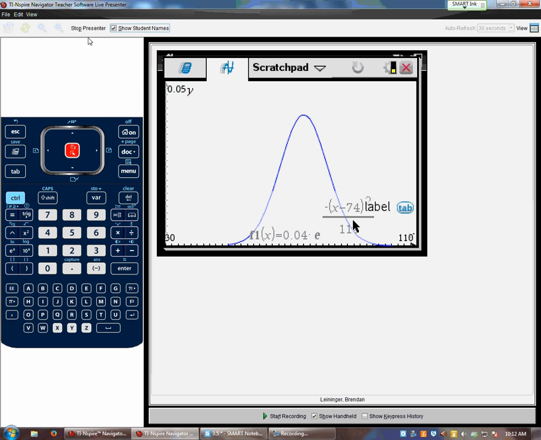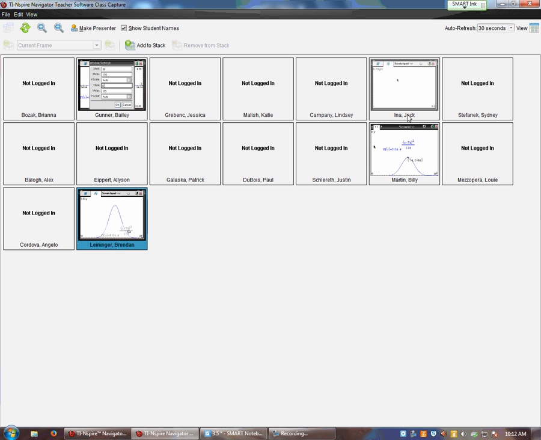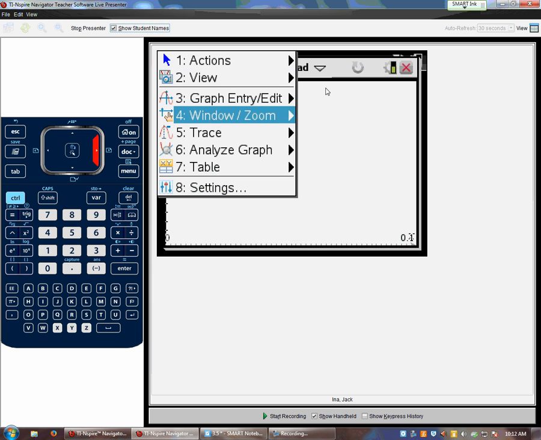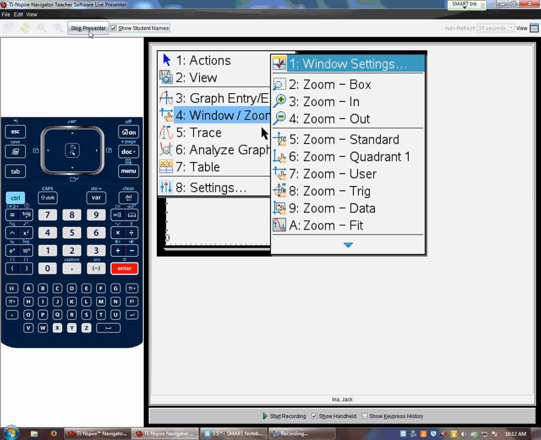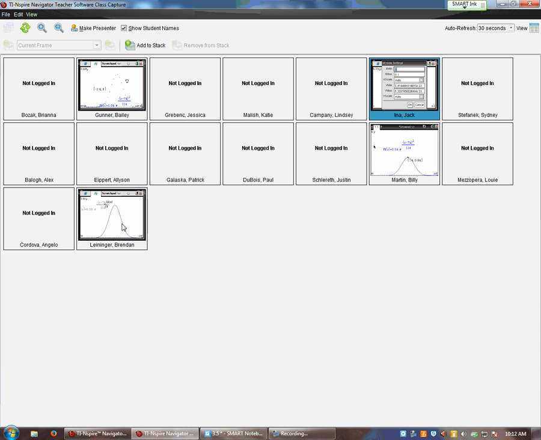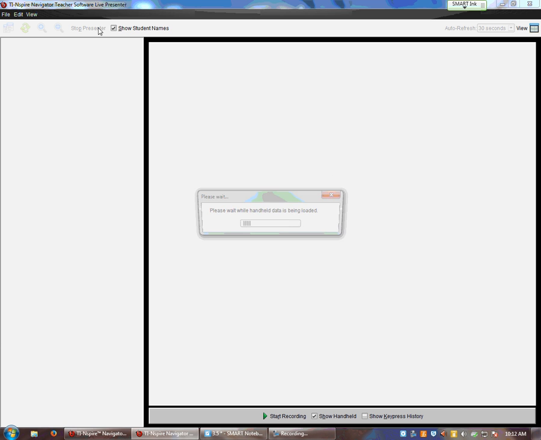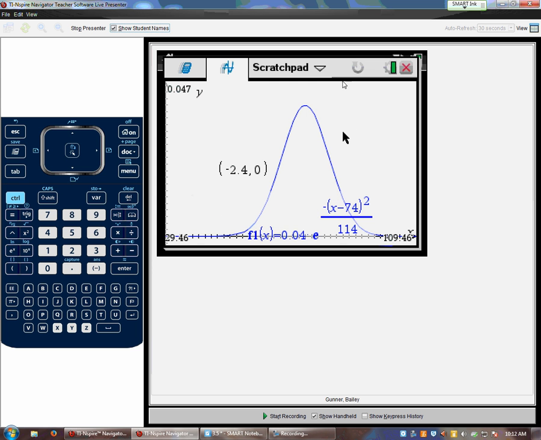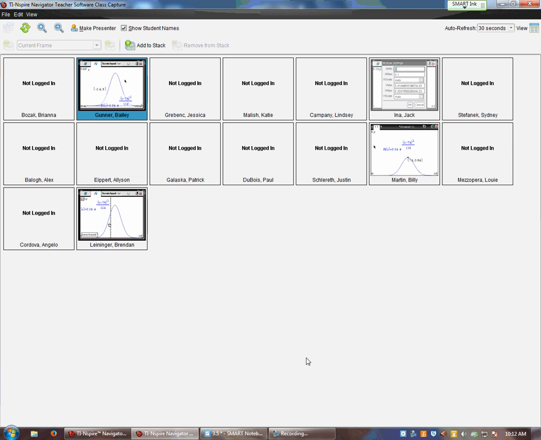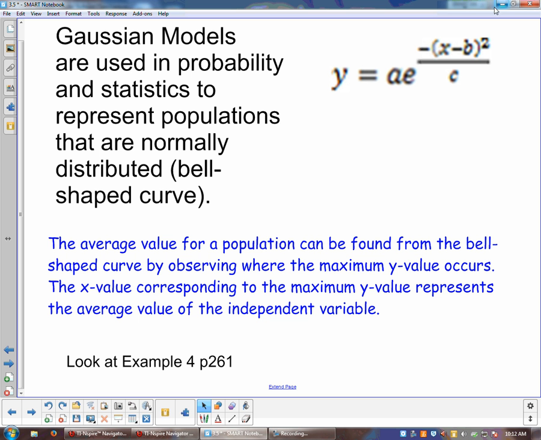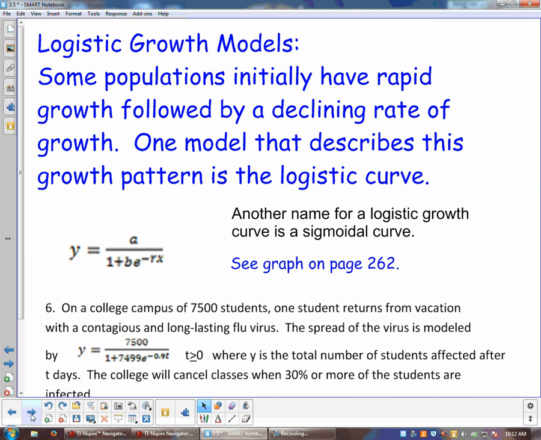And now you can do menu, analyze, and maximum. Let's see. Jack, do you have your graph now? You're just adjusting the window? All right, and Brendan's got the graph. Bailey, you got this graph? All right, looks good. Okay. At this point, let's go on to look at the next example.